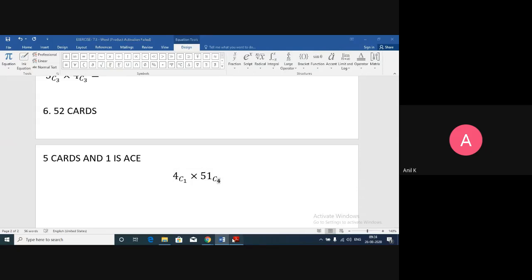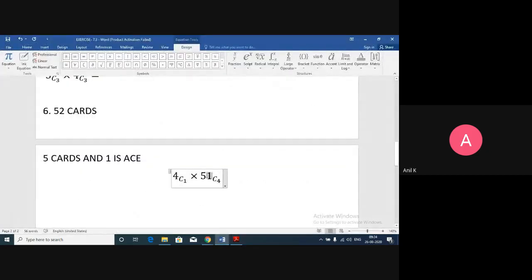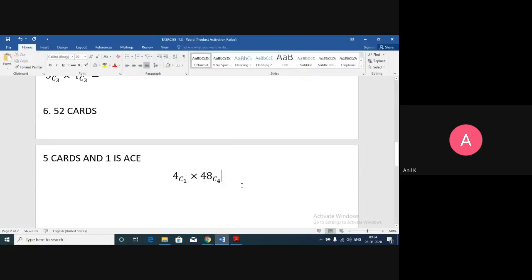But here the question clearly said exactly one ace card. Sorry. If it is exactly one ace card, it cannot be 51. It has to be 48. I cannot select other ace cards.